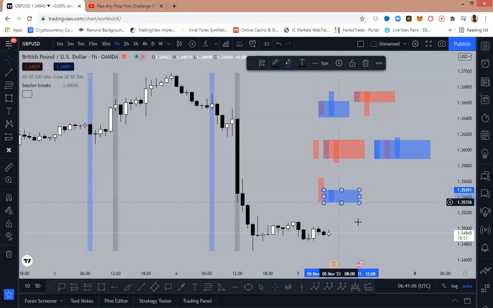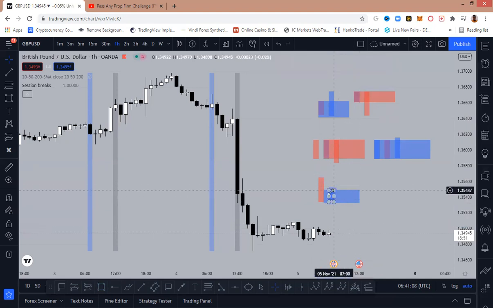Okay, so this one also means a buy. So with these kinds of order blocks, you will see that price will leave, and then it will come later on to fill the order block, and then price will take off.